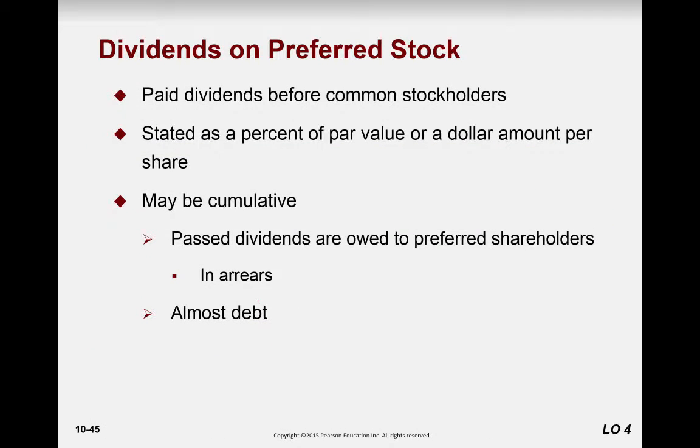Dividends on preferred stock are paid first before the common stockholders, and are stated as a percentage of par value or a dollar amount per share. And you may have cumulative preferred dividends, which means that any past dividends are owed to the preferred shareholders. We call this dividends in arrears.